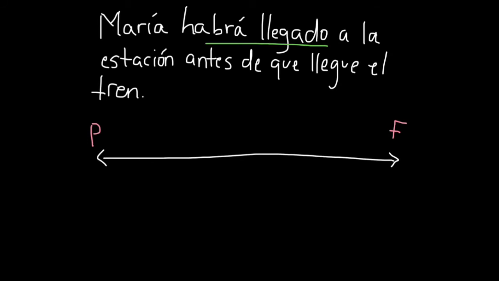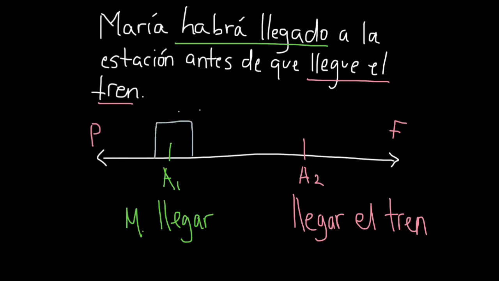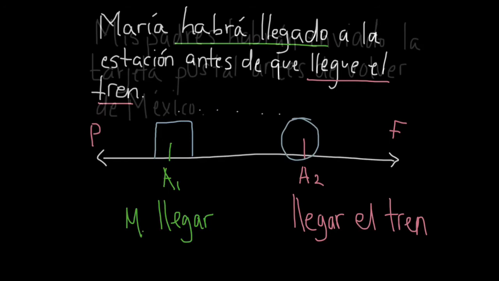So let's take a look at our sentence again. María habrá llegado a la estación antes de que llegue el tren. So action one is that María will have arrived at the station, and action two is when the train arrives. So basically in English it will be: María will have arrived at the station before the train arrives.